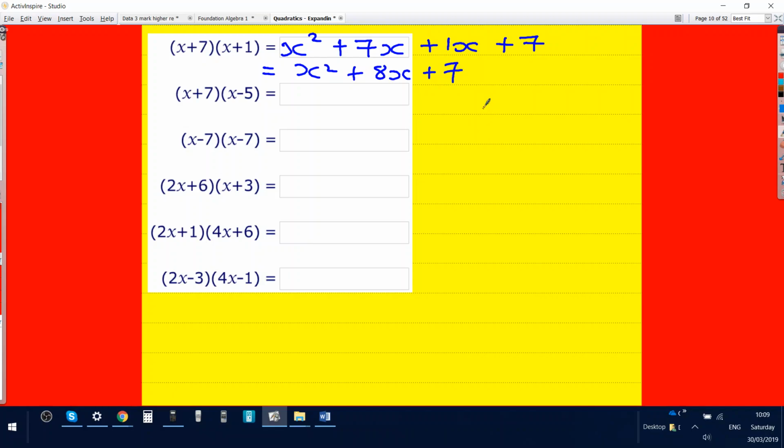How about the next one? And that'll be it. Okay. Would that be x squared plus 7x minus 5x minus 35? So it's a minus times a plus, it's minus 35. And then it'd be x squared plus 2x minus 35. That's fine.